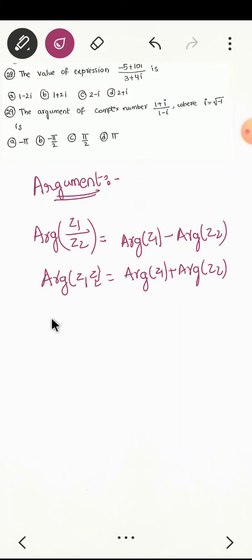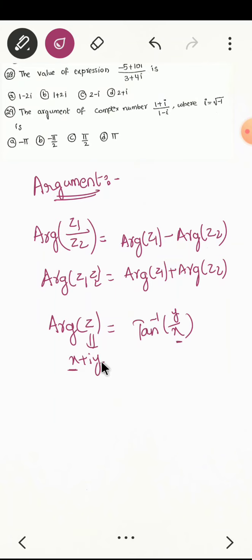And one more thing: arg of z can be written as tan inverse of y by x. What is z here? z is x plus iy. x will be substituted here, y will be substituted here, and that will go into the tan inverse.